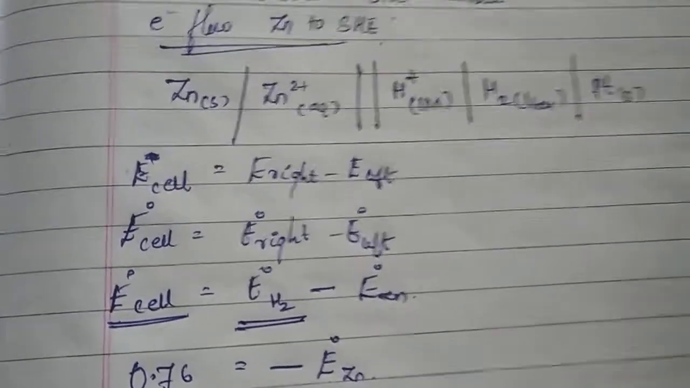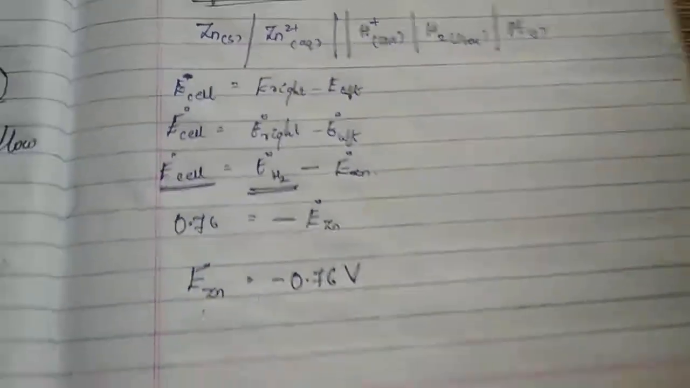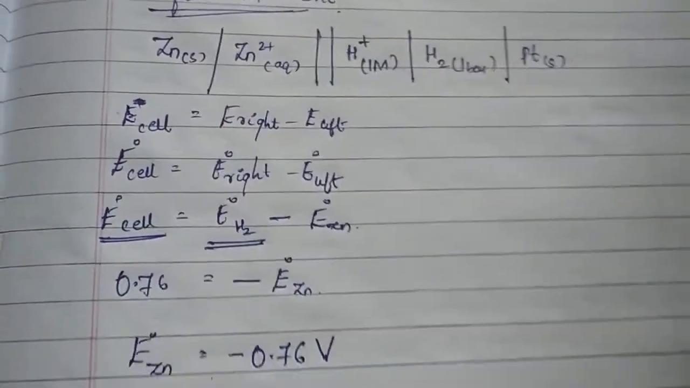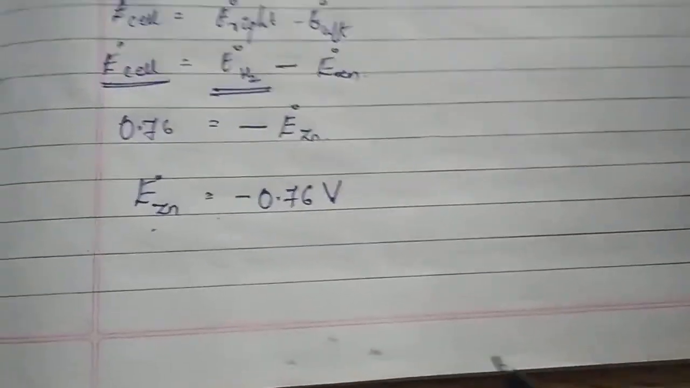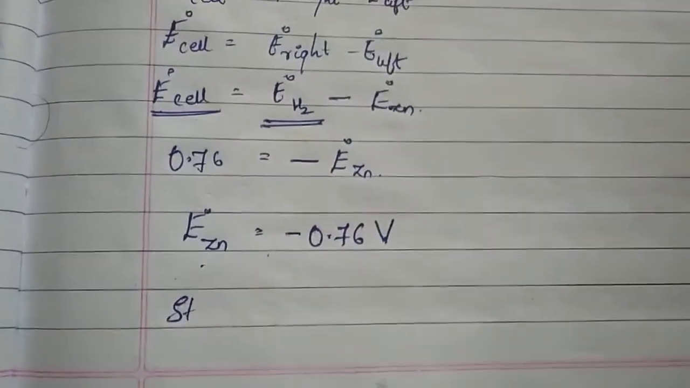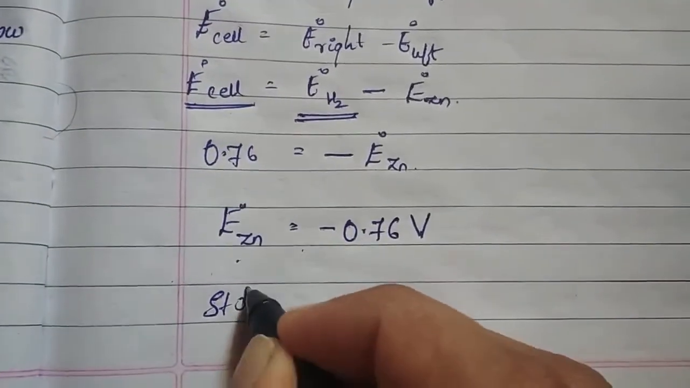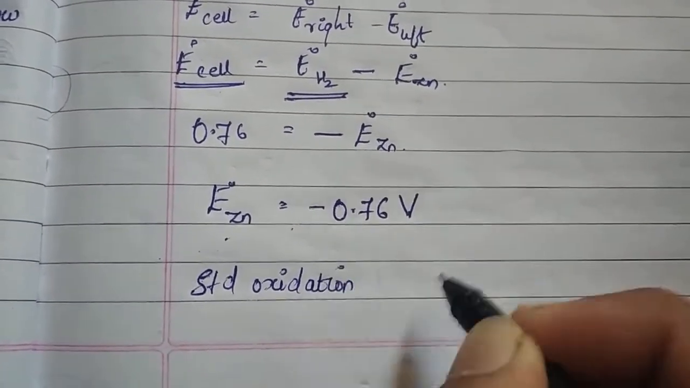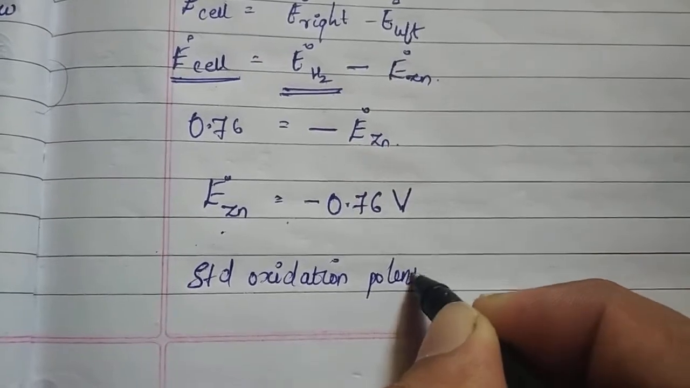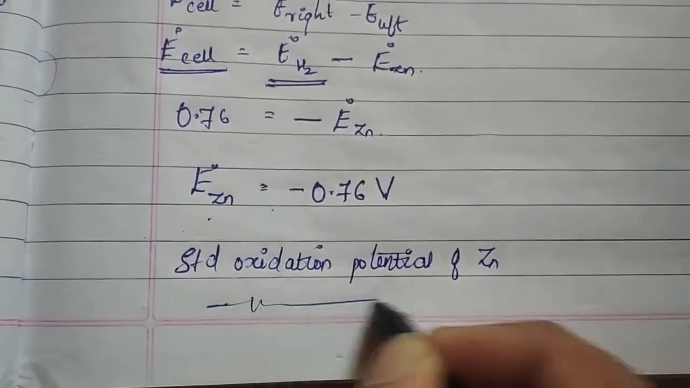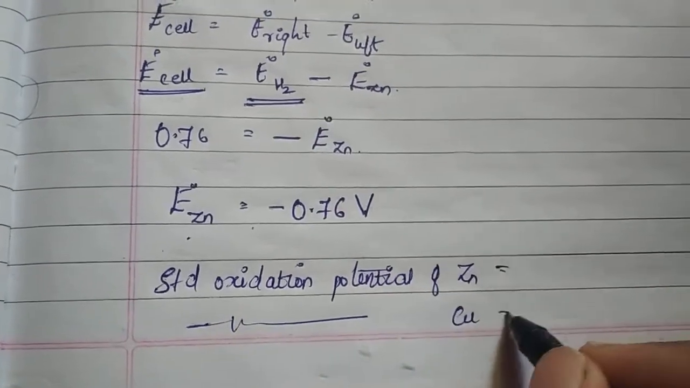Okay, standard electrode potential. As I mentioned, whatever values you have got are standard reduction potentials. But in case somebody asks you, okay, this is the standard reduction potential of your zinc, what will be the standard oxidation potential of zinc and also of copper? If somebody asks you, what are you going to do?